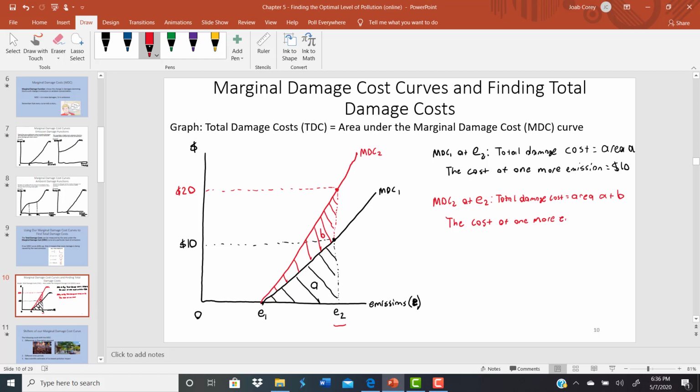As you can imagine, I'm not always going to tell you. I'm going to make you find it at some point. But the cost of one more emission here is $20, right? So again, if that MDC curve shifts up, then you're going to have more total damage costs at a particular level of emissions, and the marginal damage cost of one more emission when we're at that level is going to be higher. So what might be something that's going to shift up this marginal damage cost curve, right? What might be something that, again, might cause that curve to be higher so that the same amount of emissions cause more damage? Let's go and take a look at some things.